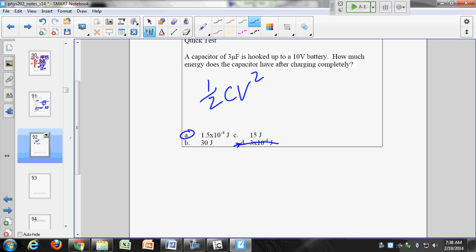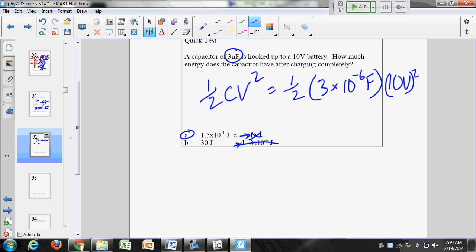If you didn't convert this to 3 times 10 to the minus 6 farads, that is 1/2 times 3 times 10 to the minus 6 farads. If you didn't do that, you got this answer, which is also wrong, and then 10 volts squared. And that gives you A. All right. Pretty basic stuff.